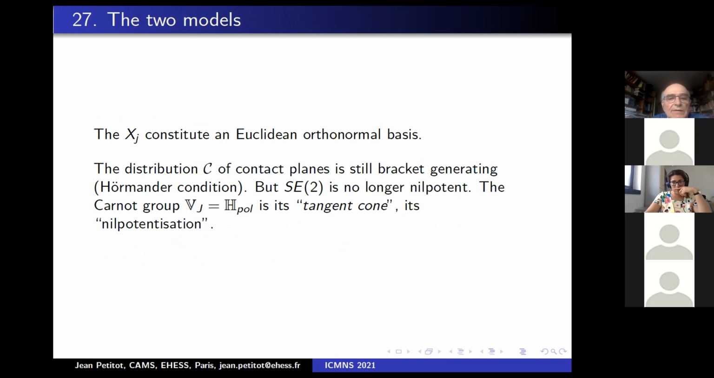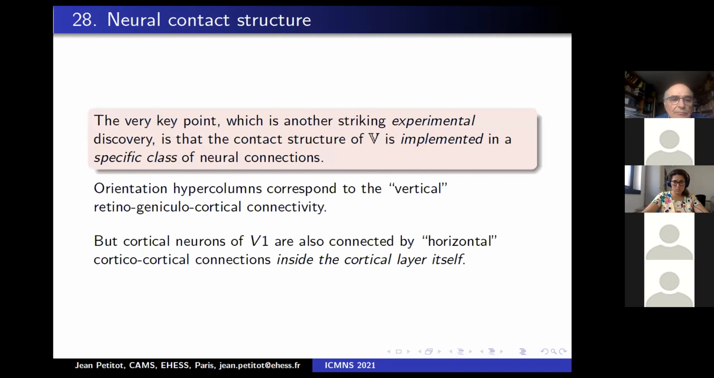And the X_i constitute a Euclidean orthonormal basis, and the distribution C of contact planes is still bracket generating, but SE2 is no longer nilpotent, and the Carnot group VG, the polarized Heisenberg group, is its tangent cone, its nilpotentization. Now, the very key point for the neurophysiological level, which is another striking experimental discovery, is that the contact structure of V1 is implemented in a specific class of neural connections.